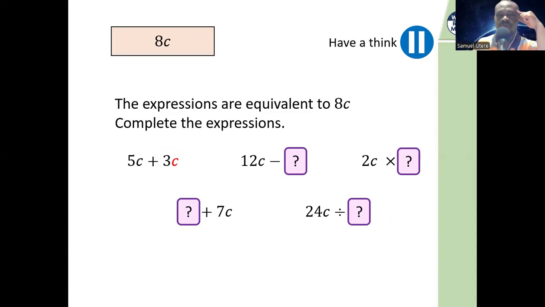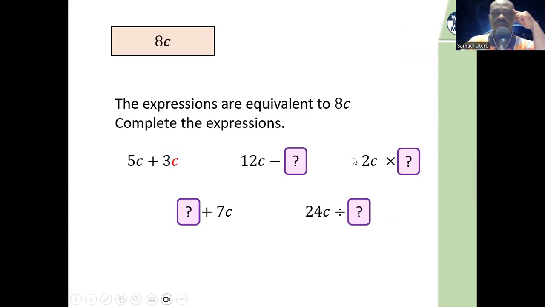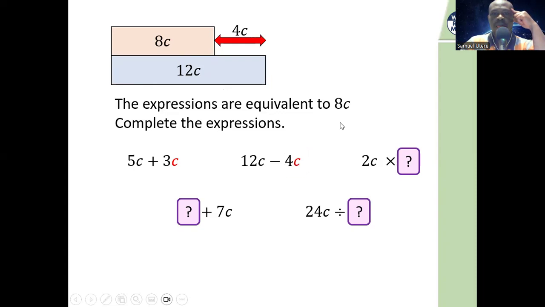What about these ones? Have a think, complete them, let's see what we get. Okay, what are the missing terms that would make it equal to 8c? All right, let's discuss them. If we think about this one, if we have 12c, again, if I take a slice of 8c from 12c, which is the same thing as saying 12c minus 8c, I'll get 4c.